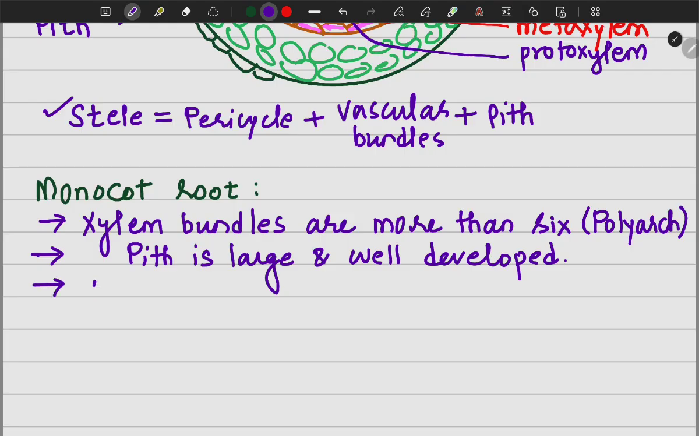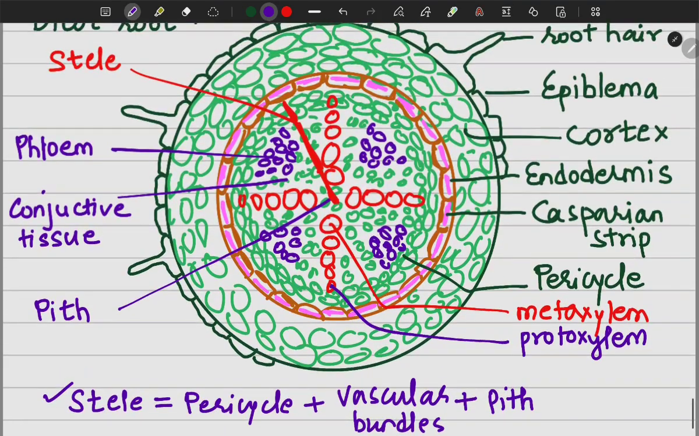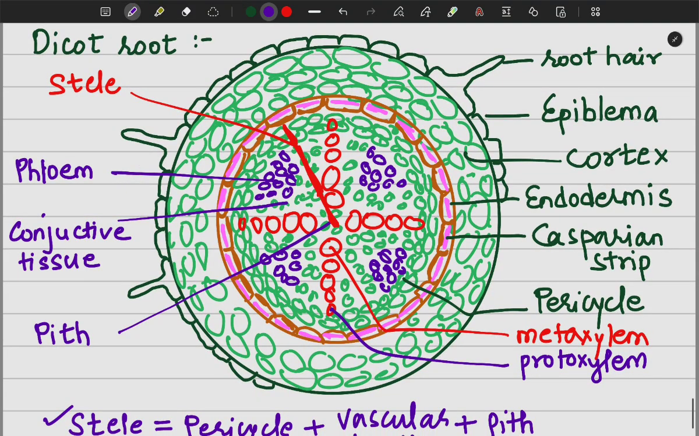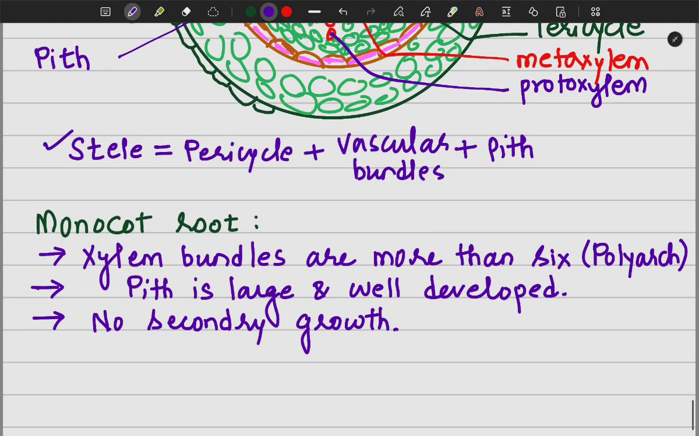Now the third difference, there will be no secondary growth in monocot roots. So there will be no formation of cambium. So any tissues which were giving rise to cambium in the dicot root, that is the pericycle. Right, we studied that the cells of the pericycle form lateral roots as well as vascular cambium, which causes secondary growth in dicot roots. But since in monocot root there is no secondary growth, there will be no formation of cambium in any of the tissues. Alright, so these are the three major differences.